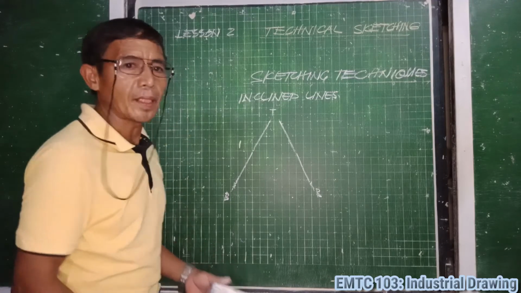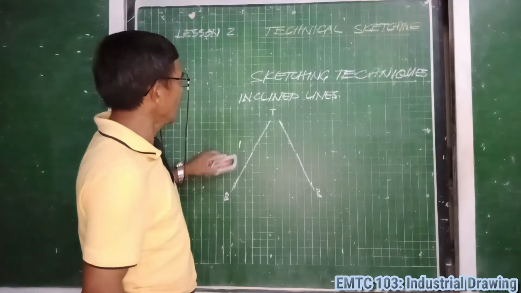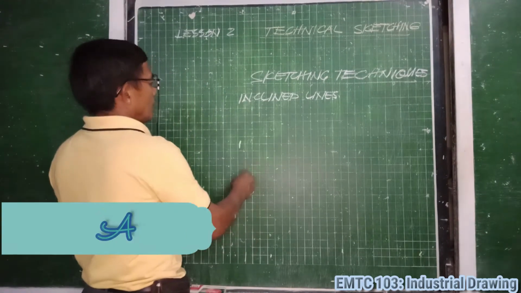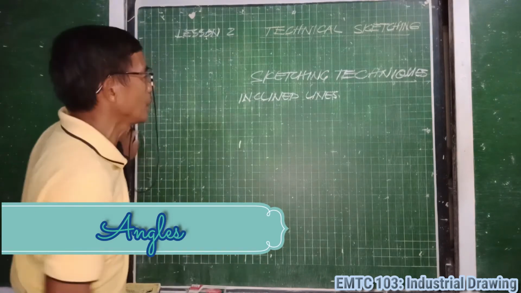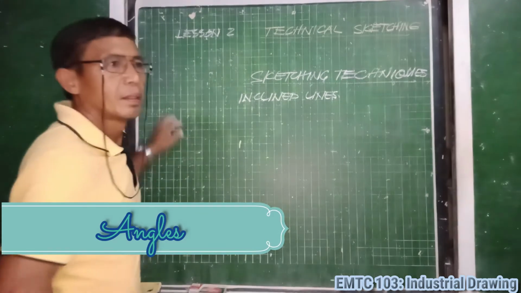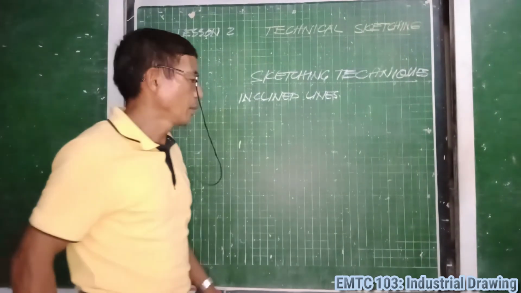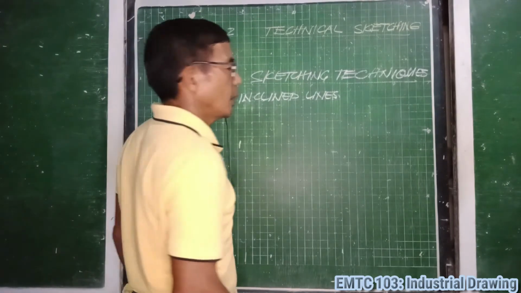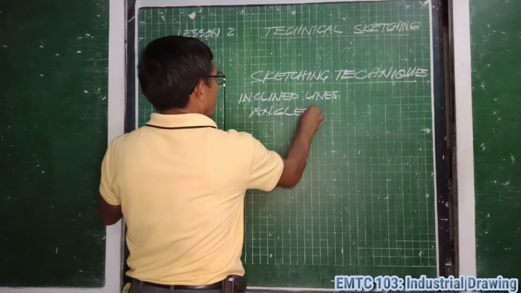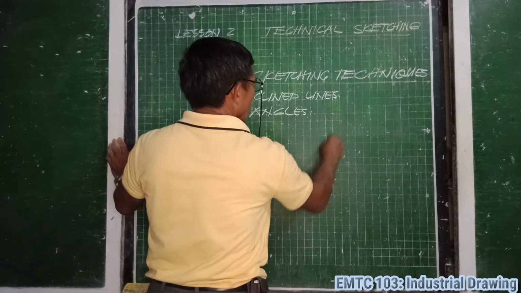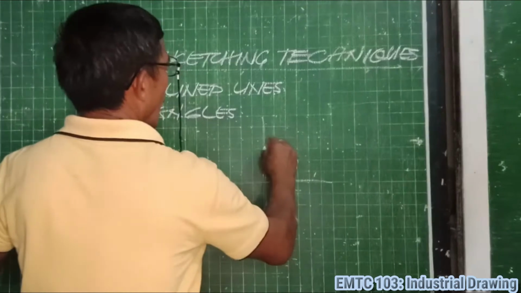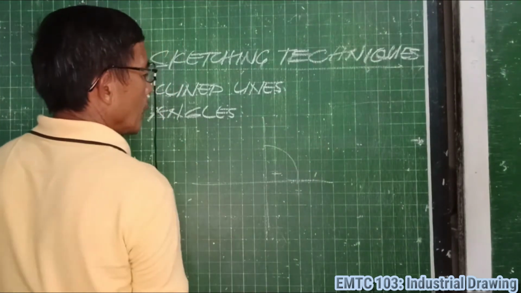Next, another line to be sketched is the angle. Of course, an angle is made up of straight lines meeting at a point. Supposing you are required to sketch objects with angles, you just draw angles. You just sketch 90 degrees. Then sketch an arc, a quarter of a circle.